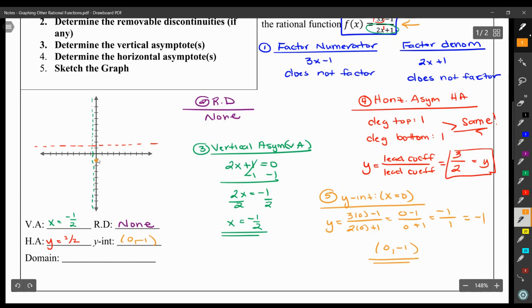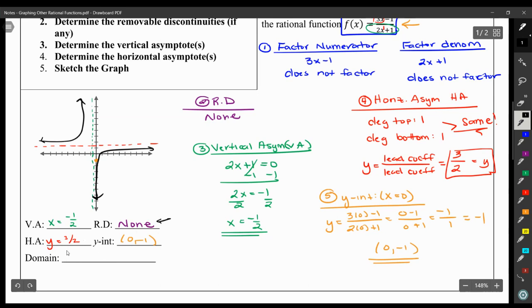Now here's why you need that y-intercept. Because we have to decide, do I start here in the bottom left or do I start in the top right? Well, since I know this, I know that one of my branches has to be here because I have to go through that coordinate. So that means my other branch has to be diagonal from that original. That's why the y-intercept is helpful. And in this case, there were no removable discontinuities. We will get to how to graph that in the next example.